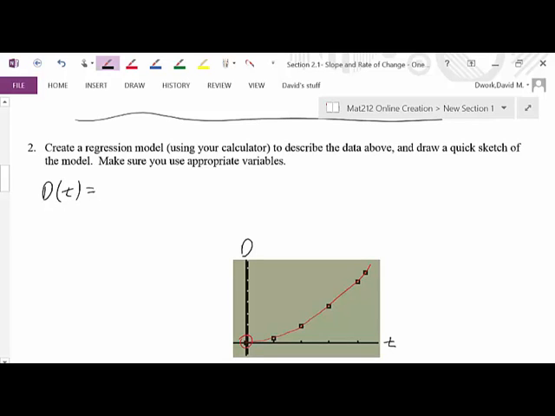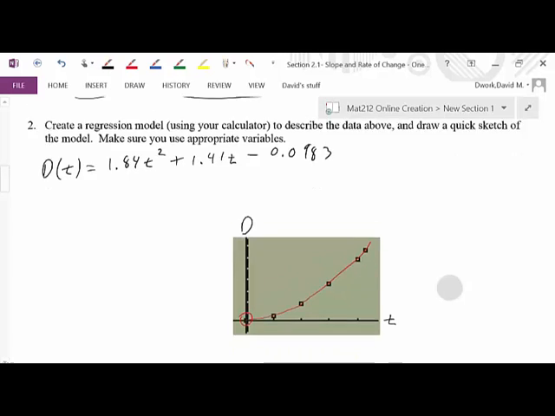Where, if you look back at your calculator, you'll see it was something about 1.84 t squared. Yes, your calculator says x squared because it doesn't know it was time, plus 1.41 t minus 0.0983. Great. So now we have a function that describes how our runner was moving with relationship to time.